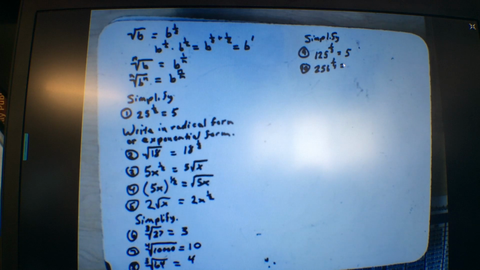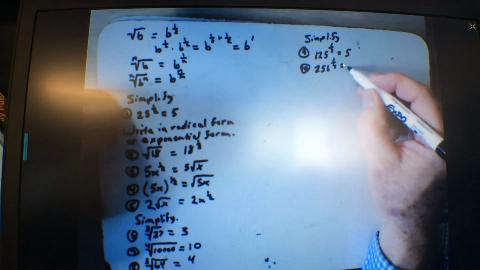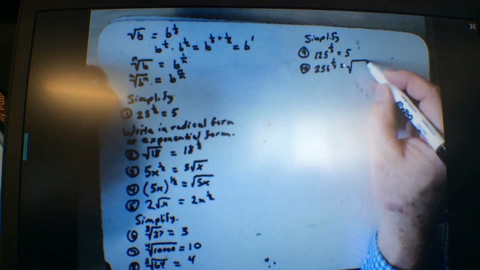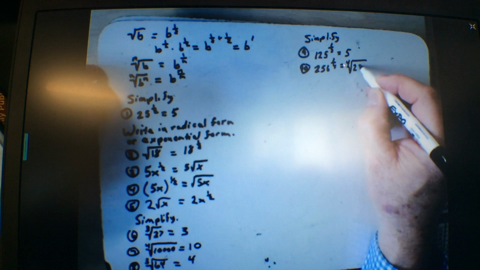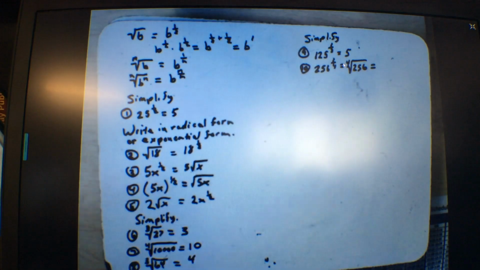Okay, Jackson, you got 256 to the 1/4 power. Okay, that means, as what Braxton just said, this is really the 4th root of 256. This is what it means. So what do you think, Jackson? How would you do this if you didn't know how to do it?